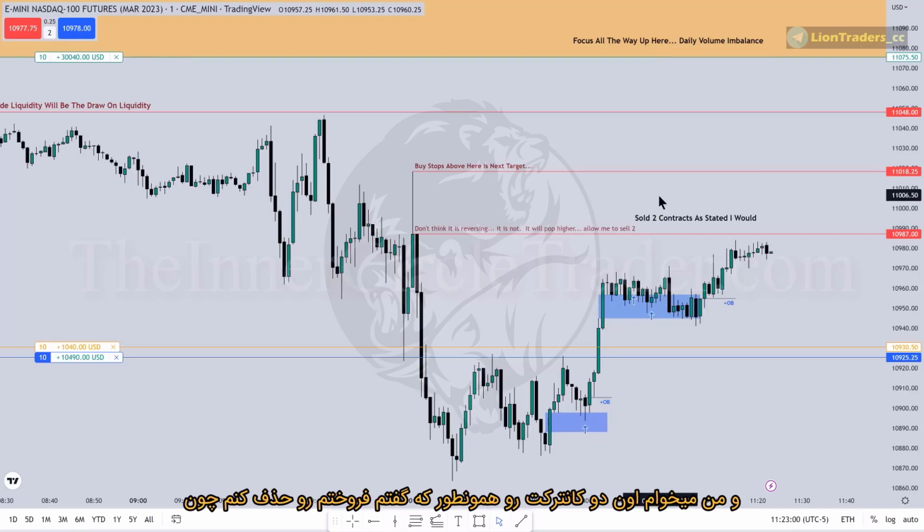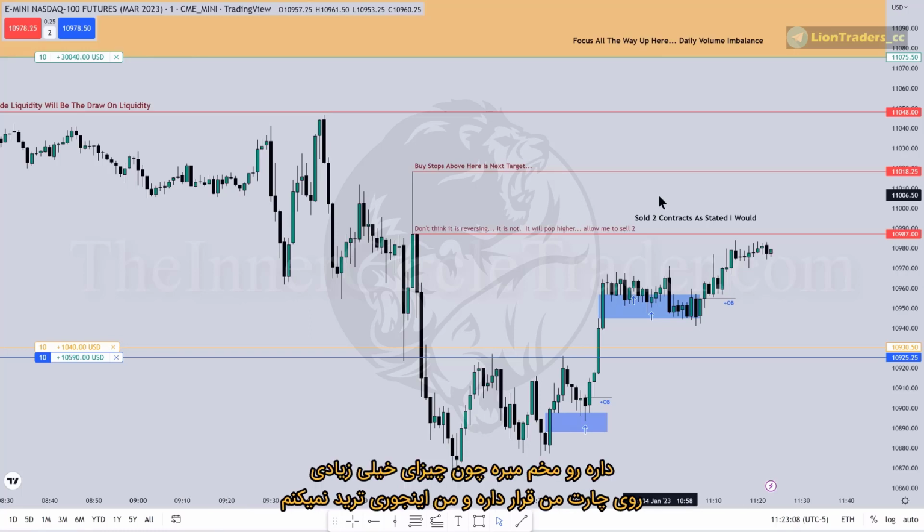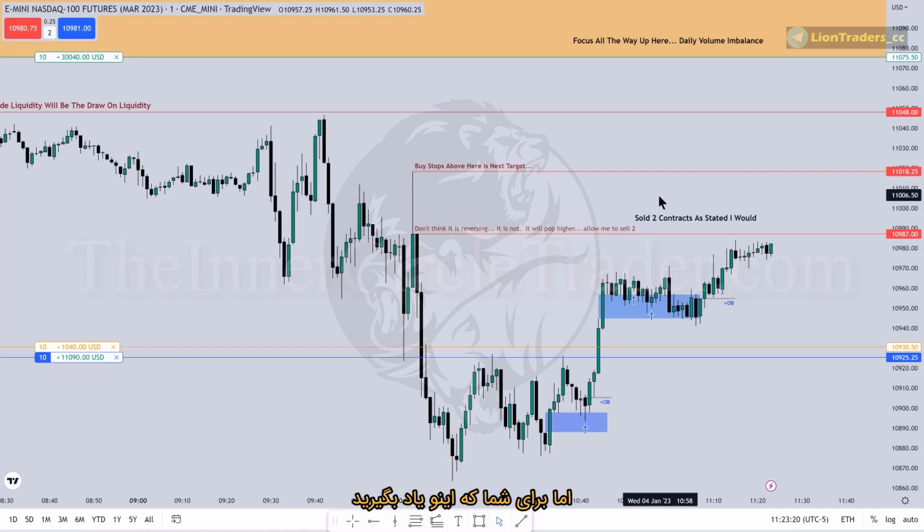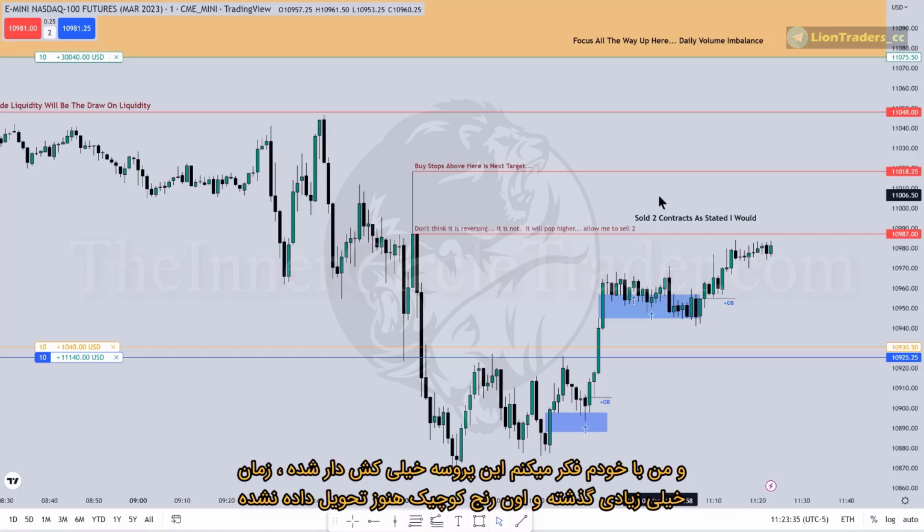And I want to delete that sold 2 contracts as stated I would, because it's starting to irritate me, because there's too many things on my chart and I don't trade like this. But for you to learn it, it's edifying for you to have it on the chart. So it's ready to pop up here. And I'm thinking to myself, this is a really drawn out process, a lot of time just for that small little range still not be delivered yet.